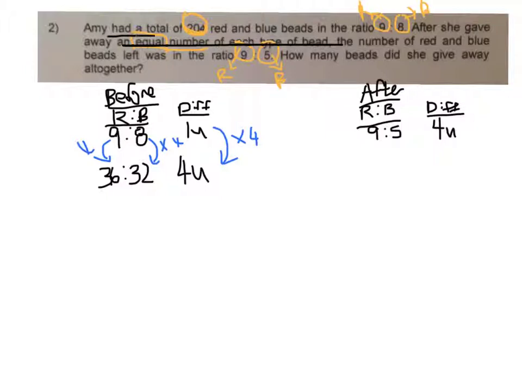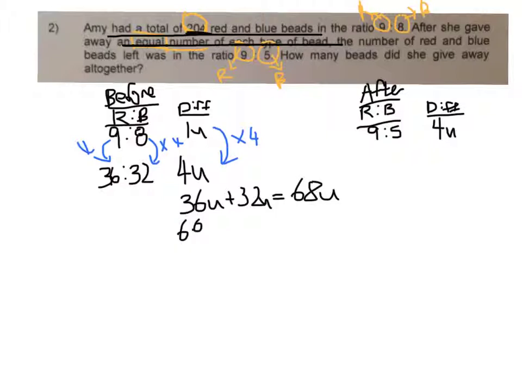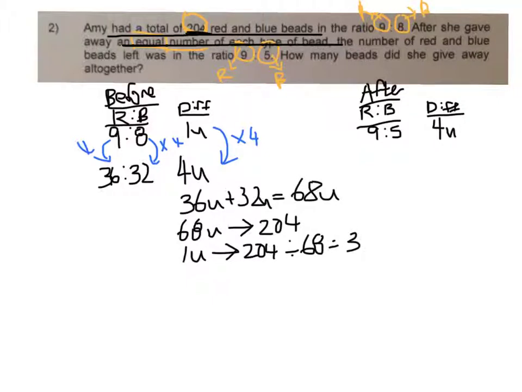Remember I was telling you to take note of this 204. Now here's what you can do. Because this 204 is before, Amy had a total of 204 at first, so I know that it is 36U plus 32U, and that will give me 68. Sorry, I forgot to put the units. So 68U. So 68U is actually equals to 204. Now 1U will give me 204 divided by 68, and that will give me 3. So 1U is 3.